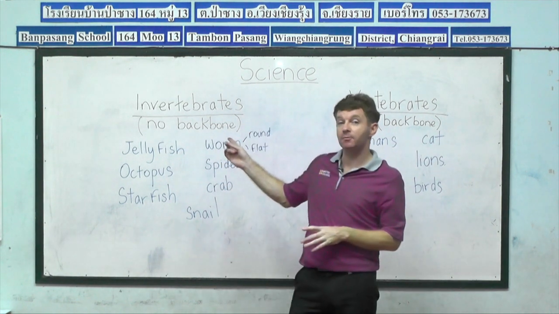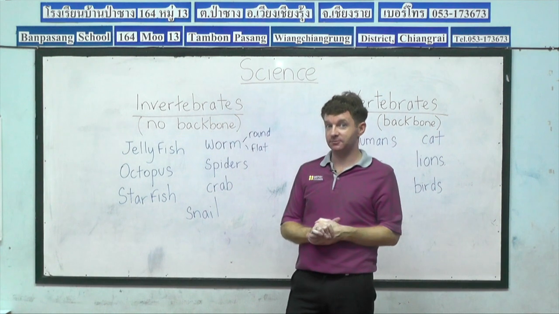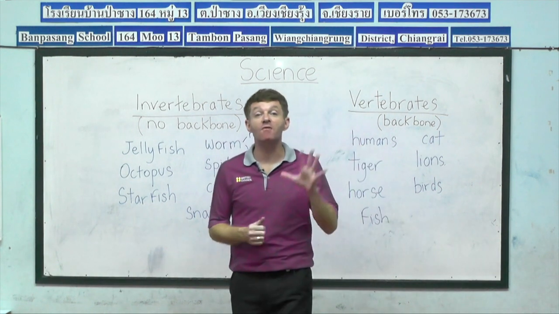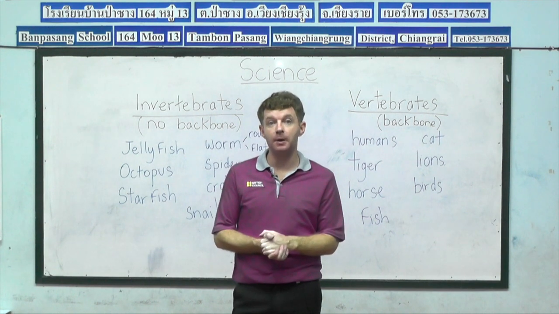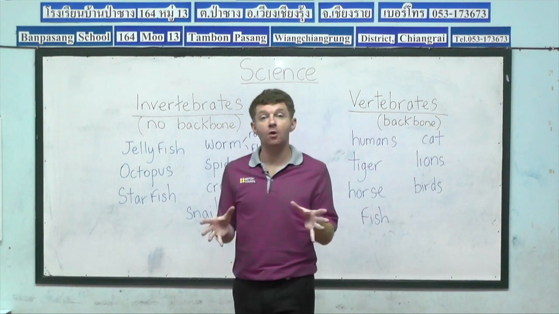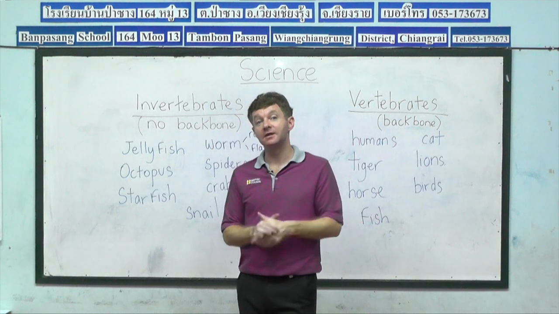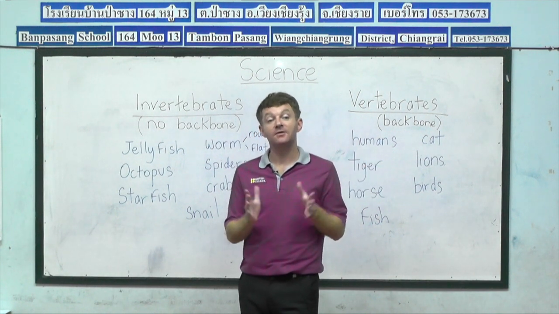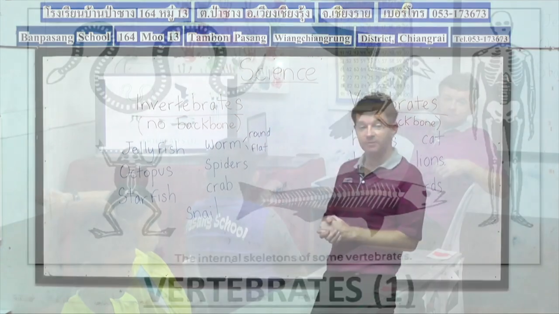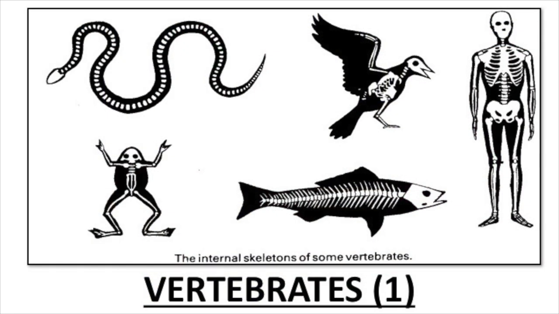Remember the invertebrates, there were eight different types. With the vertebrates, there are five different types. And in today's lesson, we're going to learn about them. So now, guys, what we've got is a PowerPoint presentation to learn about vertebrates and their different types. So let's all turn to look at the TV screen. So let's take a look at our PowerPoint presentation about vertebrates.